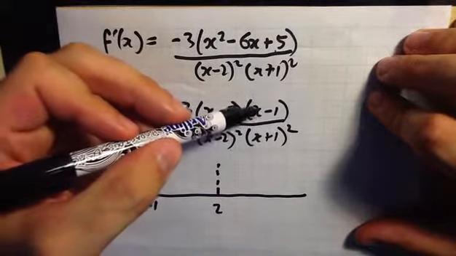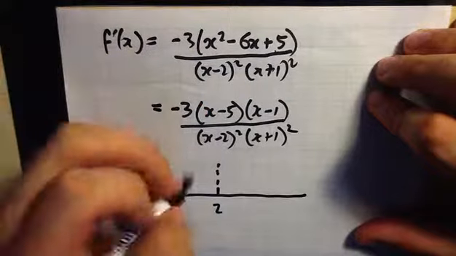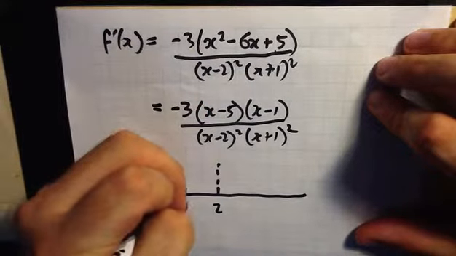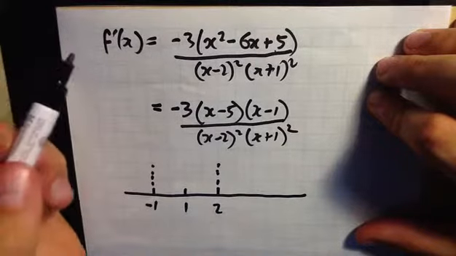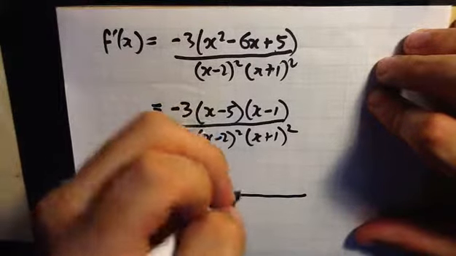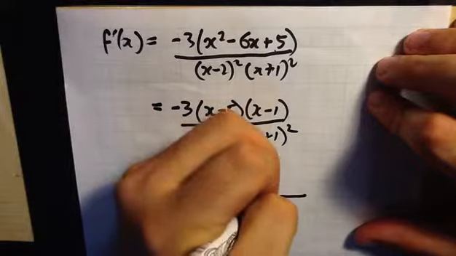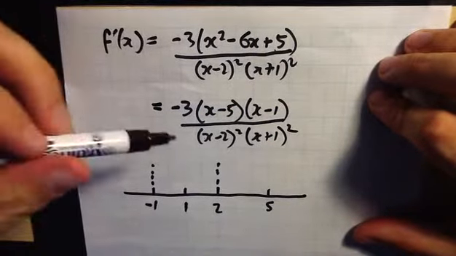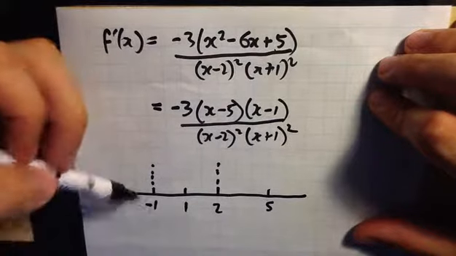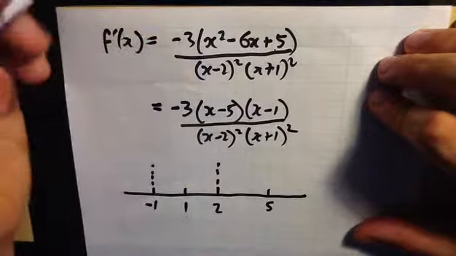I know that if I make x 1 here, the numerator gets turned to 0, so I've got a critical value at x equals 1. And if I made x 5, this whole thing gets turned to 0, so that's another critical value. So we'll put that there, 5, okay? So this is my sign diagram. I now have to sub in different values in between these to find if I get positive or negative answers.